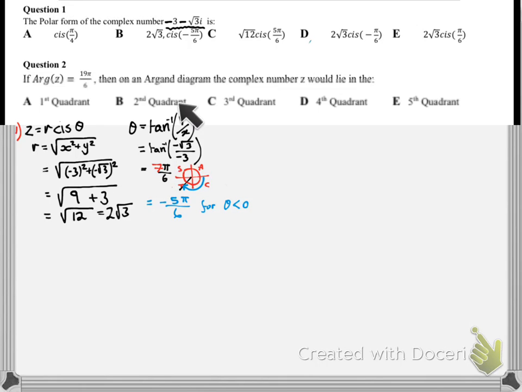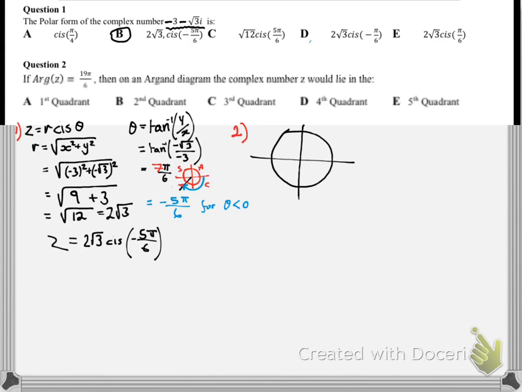Now, however, if we look for our 7 pi on 6 in our answers, nothing's there. For the negative, coming around this way, it's in the same position as negative 5 pi on 6. So it gives you your z there, 2 root 3 cis negative 5 pi on 6, and that's option B. So you've got to look for the same angle position, if it was in the positive, going around from 0 in the positive direction, or going backwards in the negative direction to that same position. Alright, now question number 2.